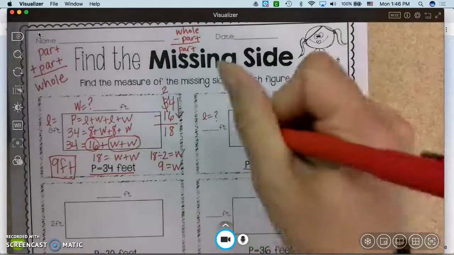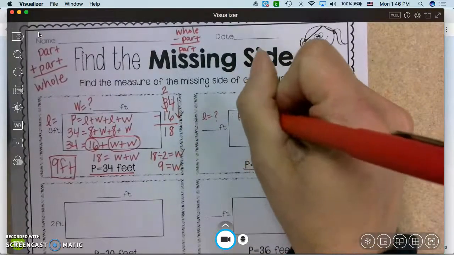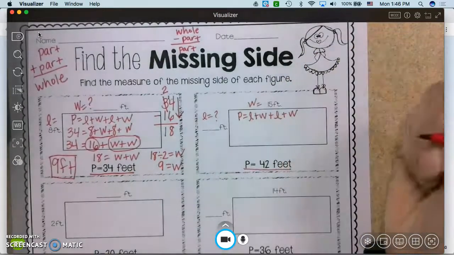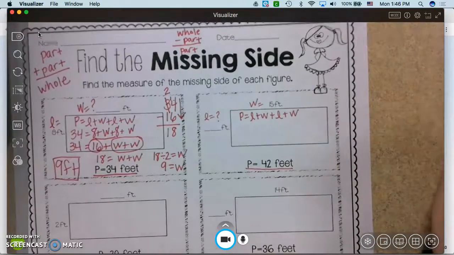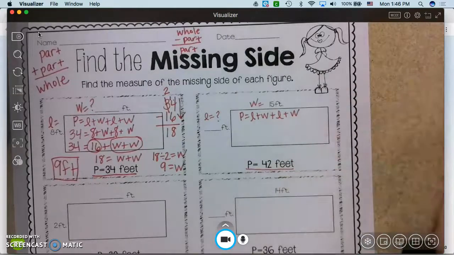So we're going to write down the formula. Since they give us the perimeter, we're going to use the perimeter formula to find the missing side, which is our length. If we used the area formula, it wouldn't work because they didn't give us the area. So we couldn't use the area formula to find the missing side on this paper. We want to use the perimeter formula since they give us the perimeter.